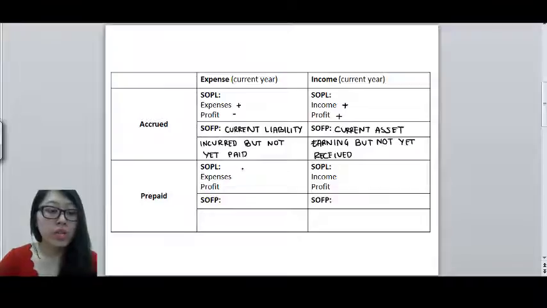So what is going to happen in my profit or loss is that I'm going to reduce the total expenses with the prepaid amount. And because my expense is reduced, my profits will go up. And prepaid expenses will be recognized as a current asset in our financial position. So in this case, the concept is we have paid, but not yet incurred.